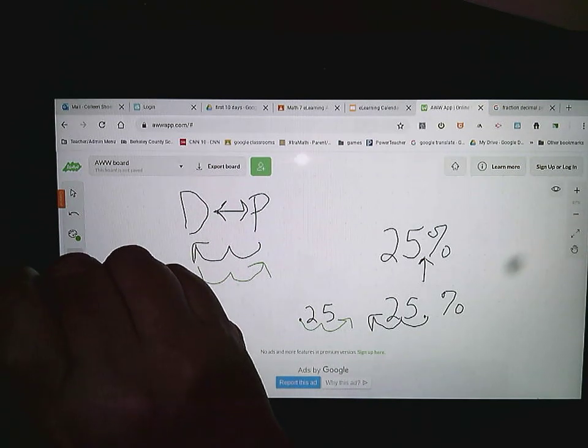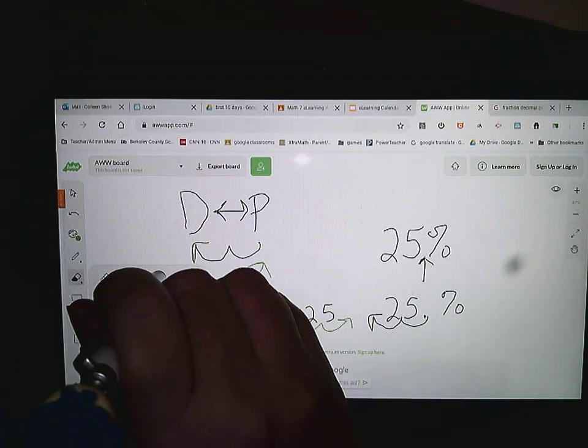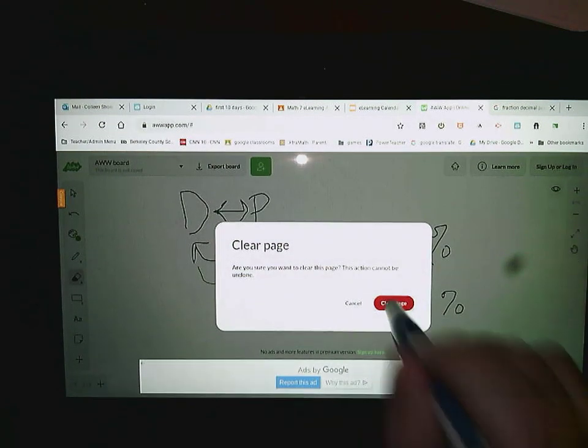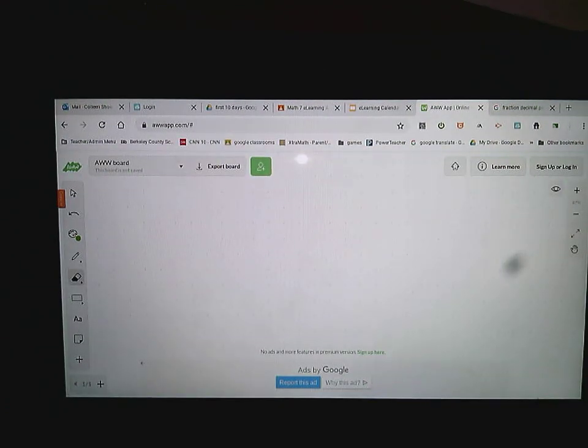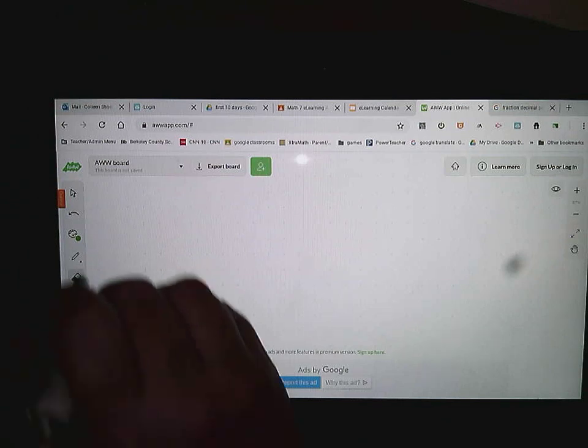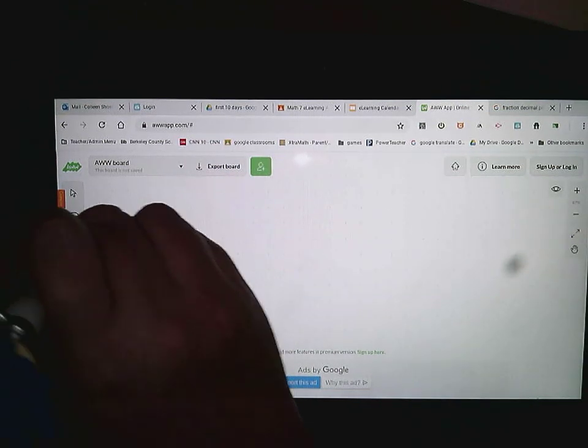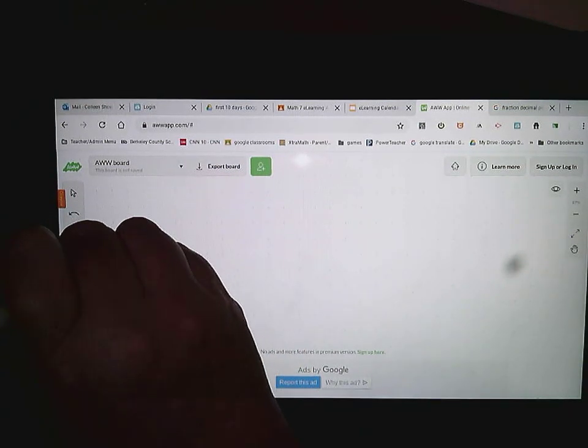But what if I don't have a number that is so easy and straightforward as 1/4? What if I'm dealing with something like 2/3? 2/3 is weird. Okay.